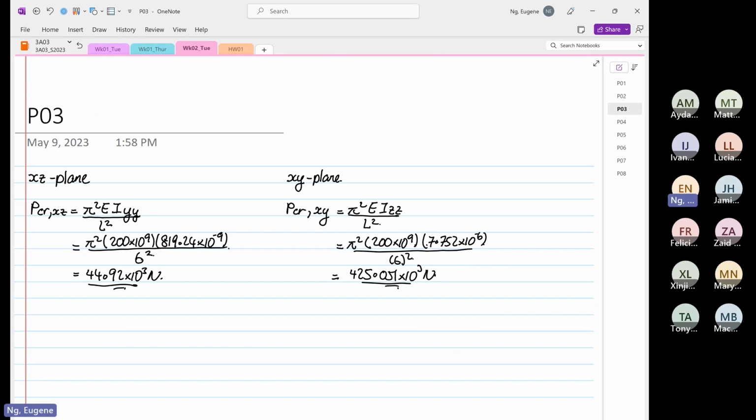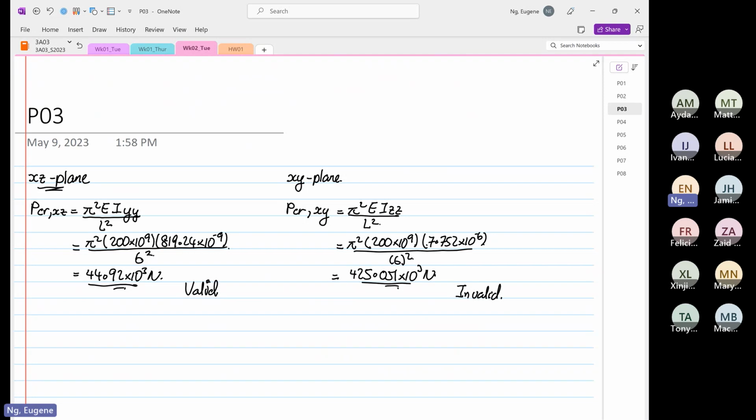So you can see now the valid critical load. Okay, so this is the valid critical load, and this is invalid. Why is this invalid? Because on the XY plane, the critical load where buckling will occur is 44.92 times 10 to the power 3. If you were to apply a load of 425.051 times 10 to the power 3 Newton, what will happen is the XZ plane will buckle already.